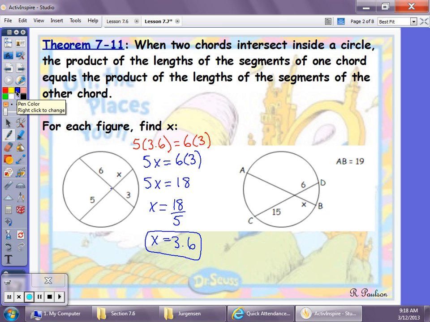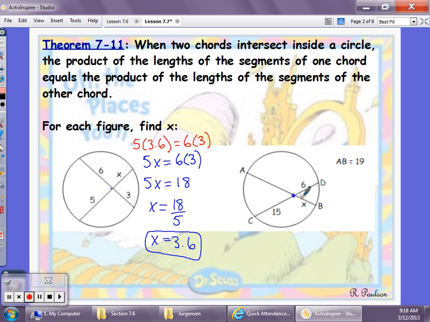For the second example, we know that this segment here is x. We know that the entire segment AB is 19, so this segment here is going to be 19 minus x. Now if we set up our equation, we're going to have x times (19 minus x) is equal to 15 times 6. If we distribute, we're going to have 19x minus x squared equals 90.